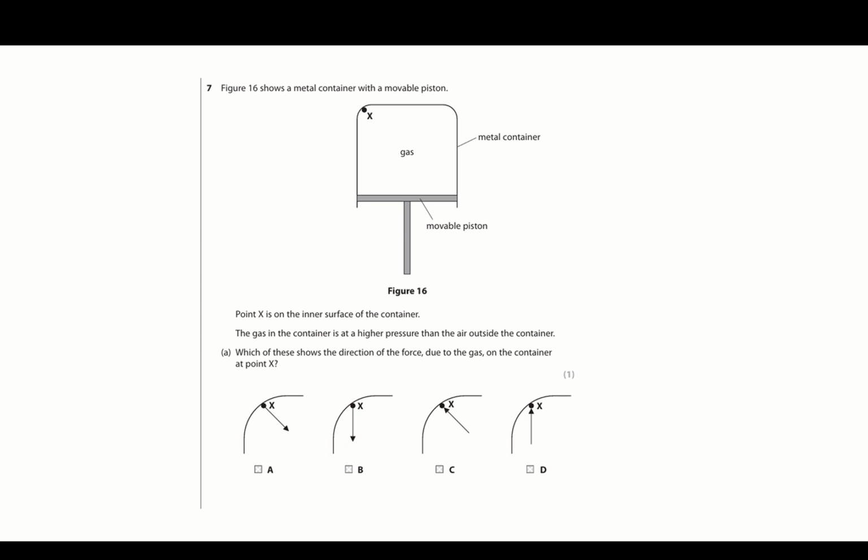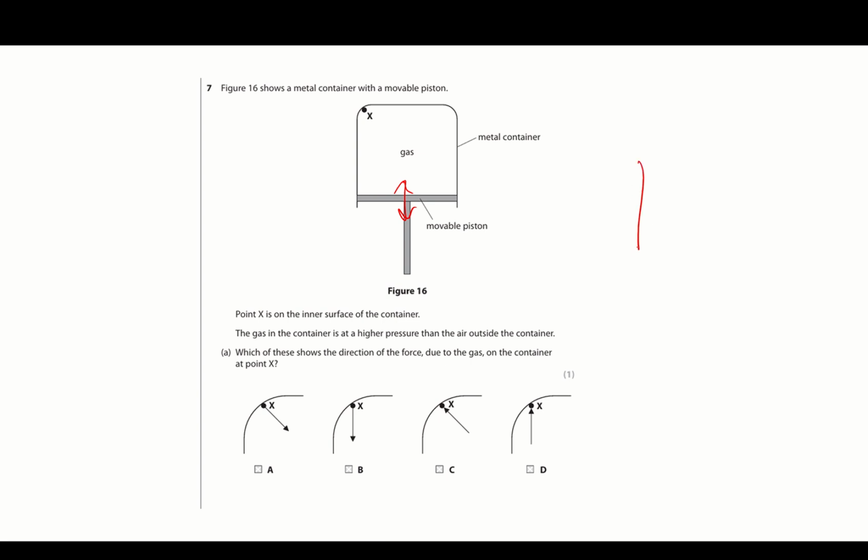Okay, question 7 is going to be about gas pressure, collisions, and pressure equals force over area. So we're going to go through all of that now. We've got a metal container with a movable piston, so it just tells us that this can move up and down. Point X is on the surface of the container. Which of these shows the direction of the force?